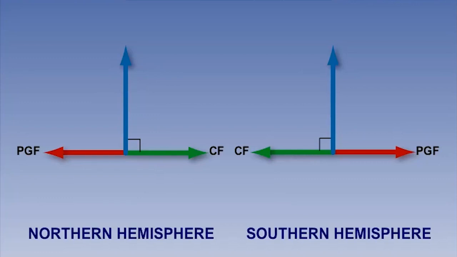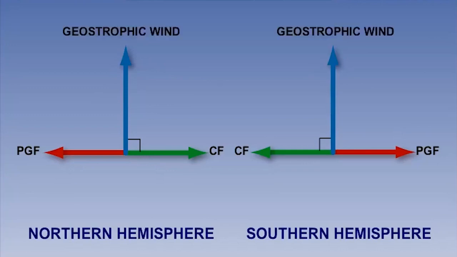Looking at the image on the left, which shows the northern hemisphere, we can see the two forces opposing each other and in balance, with the Coriolis force acting at 90 degrees to the right. The geostrophic wind is the blue line pointing straight up. The image on the right is the geostrophic wind in the southern hemisphere. Notice the Coriolis force acting at 90 degrees to the left of the geostrophic wind.